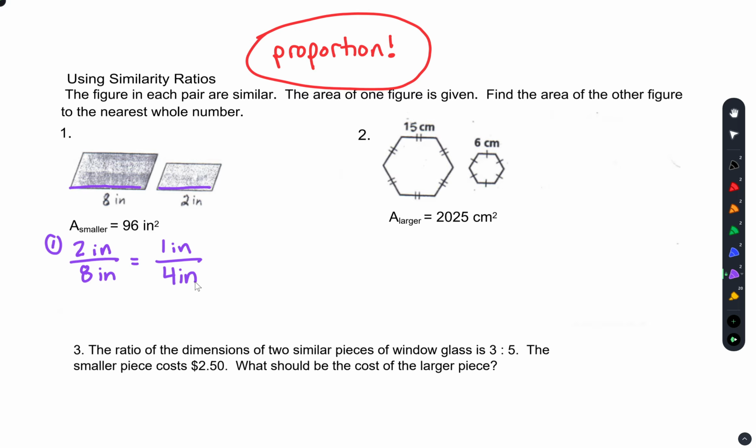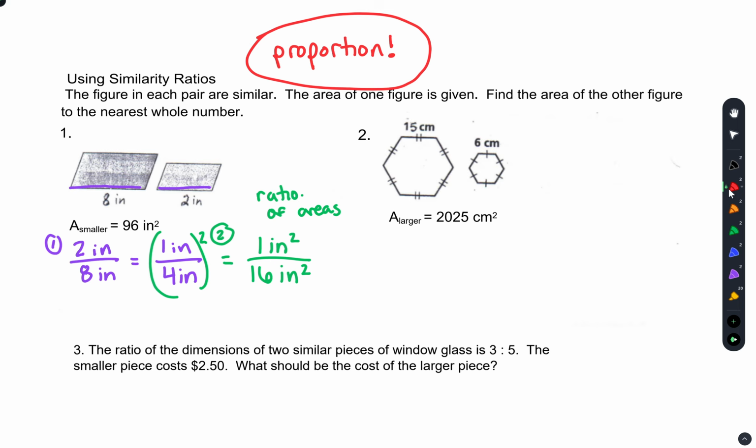My second step is to figure out the ratio of my areas. And to do so, I'm going to square both of those numbers. So 1 squared is 1 inch squared. And then 4 squared is 16 inches squared. And this is the new ratio of the areas. Notice how my unit is now inches squared. Everybody good with that?